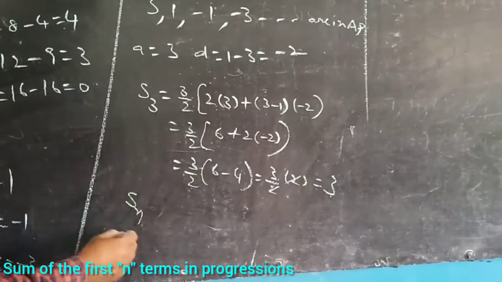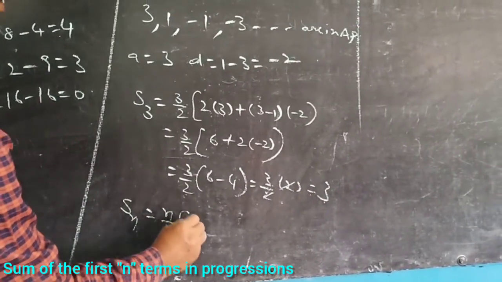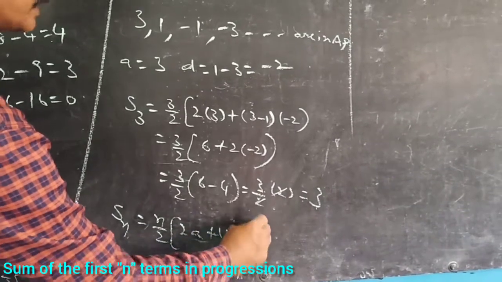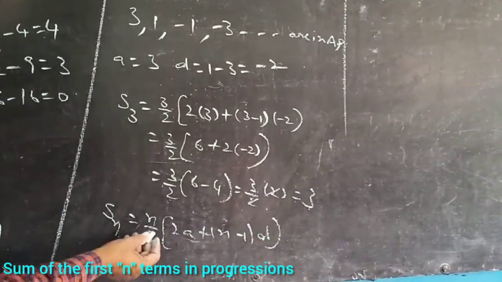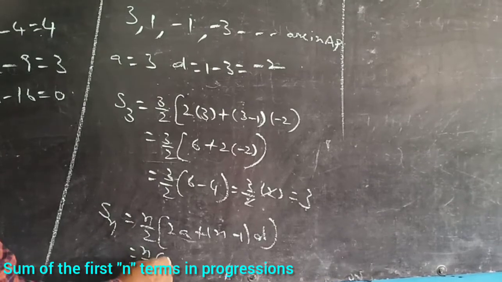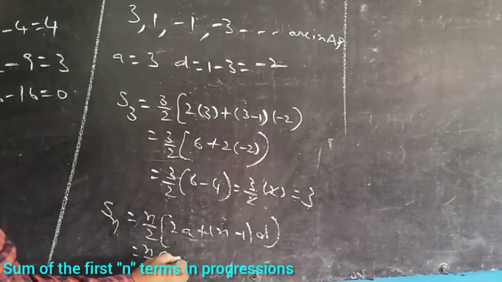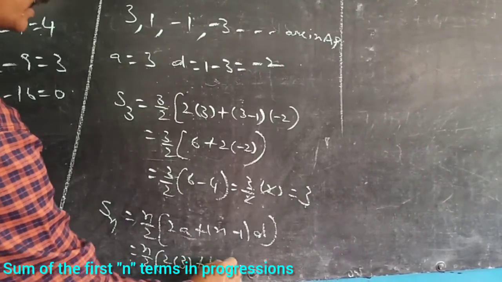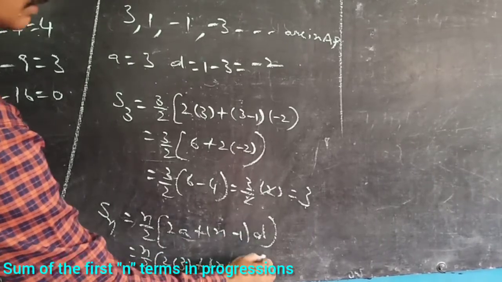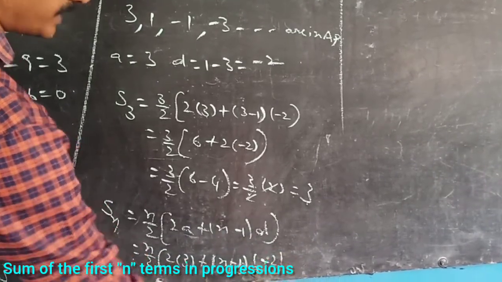In the same way, Sn is equal to n by 2 into (2a plus (n minus 1) into d). Then substitute. Here n is unknown: n by 2 into (2 times 3 plus (n minus 1) into d, which is minus 2). So simplify that.